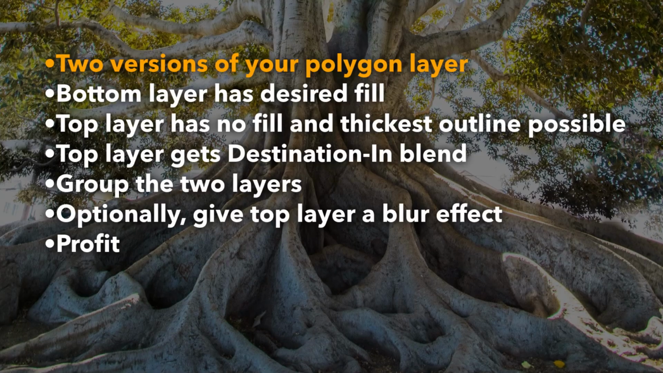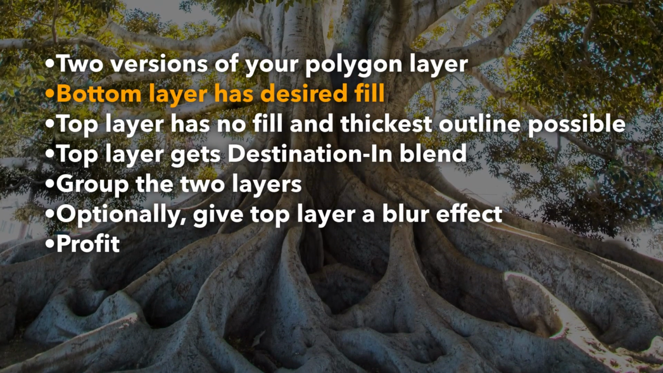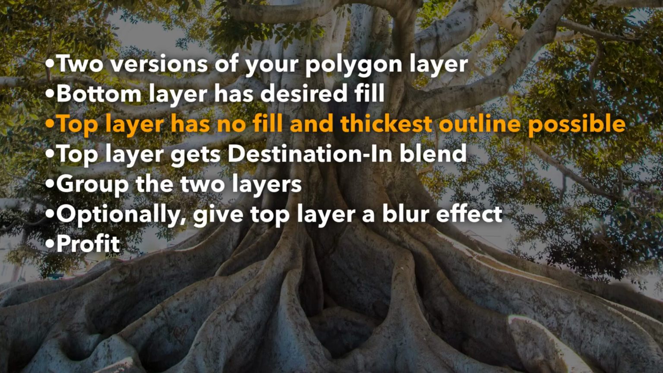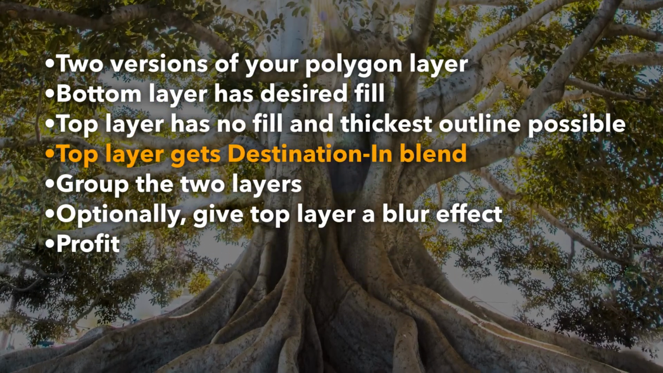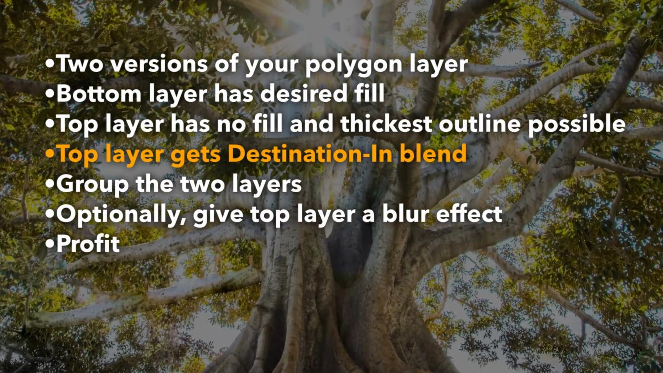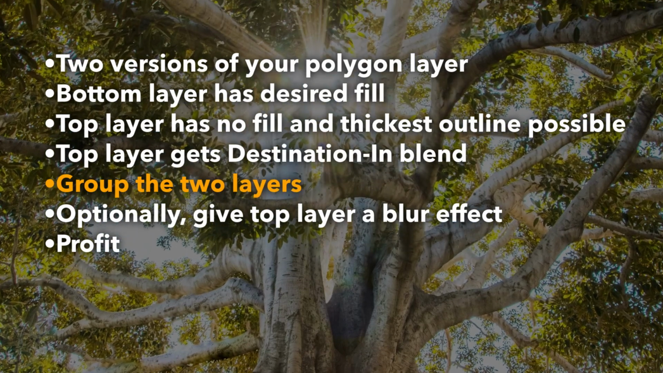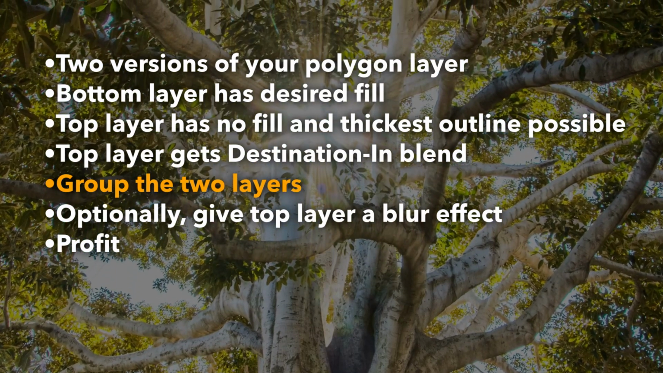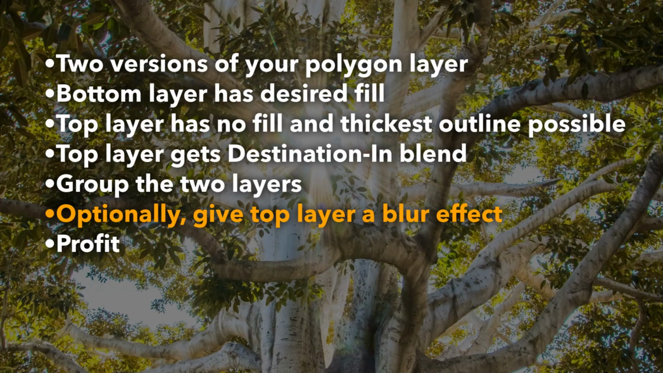If you don't want to watch the rest of this video, here are the steps. Make two versions of your layer. The bottom layer has whatever fill you want. The top layer has the thickest outline you can give it, with no fill. Give the outline version of your layer a destination in blend mode. Put these two layers into a group to isolate that blend mode's effect. Optionally, give the outline layer a blur effect.